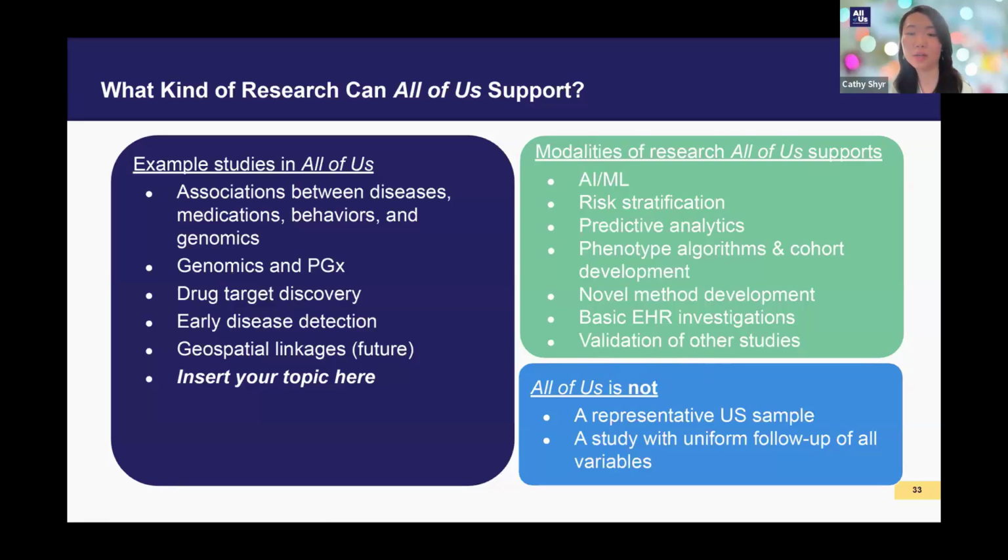Now, one thing I do want to point out is that the All of Us dataset is not a representative sample of the US. So without further statistical adjustment, the findings from using the All of Us Research Program dataset may not be generalizable to the broader US population. The other point I want to highlight is that participants can decide to share or not share different types of data with the program. So All of Us is not a study with uniform follow-up of all variables.